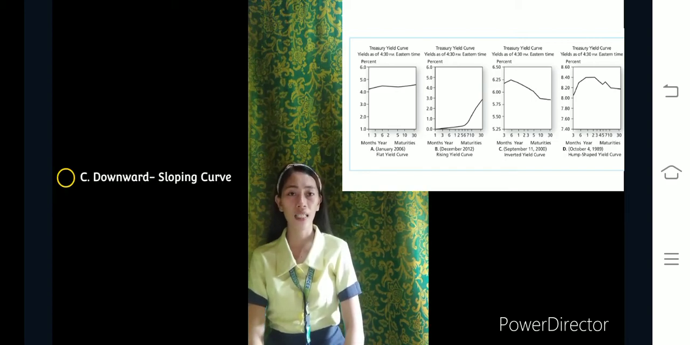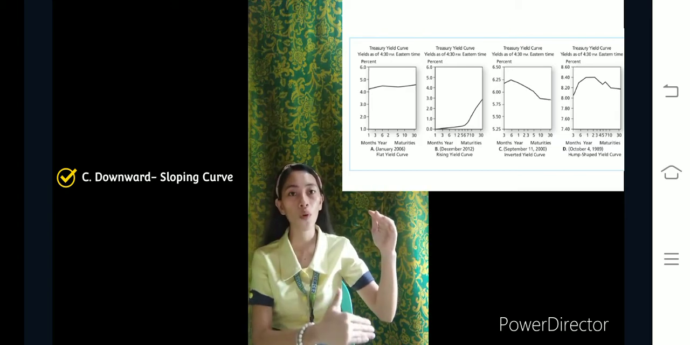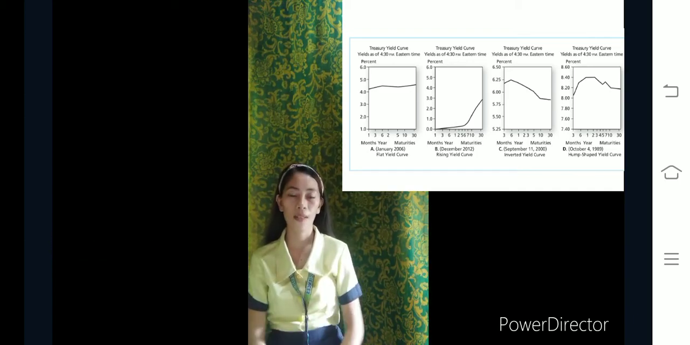Another is panel C. Panel C is a downward sloping curve or inverted curve. That's when a long-term interest rate is lower than a short-term interest rate. And the last one is panel D. Panel D is a hump-shaped yield curve, first rising and then falling. A hump yield curve occurs when medium-term yields are greater than both short-term yields and long-term yields. It is rare and typically indicates a slowing of economic growth.